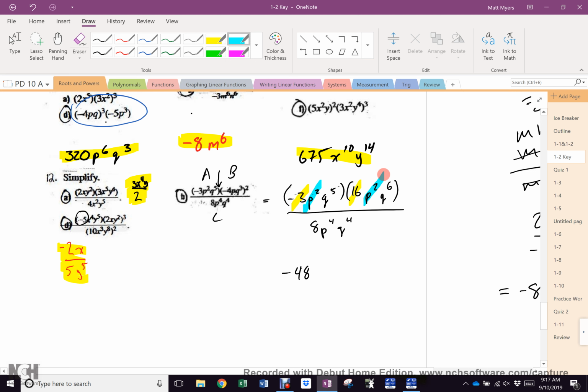P squared, p squared. P to the 4th. Q to the 5th, that should have been green. Q to the 5th, q to the 6th. Q11 over 8p4q4. Numbers with numbers. 48 divided by 8. But -6. Letters with letters. Gone. Same thing on the top, same thing on the bottom.